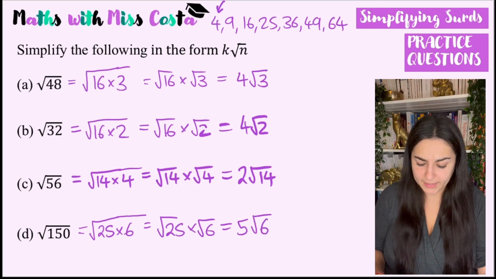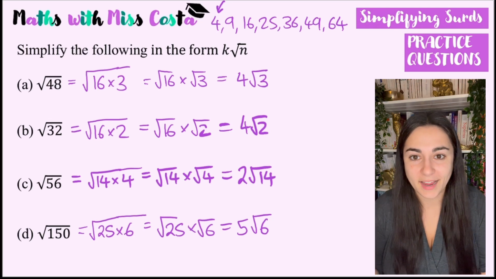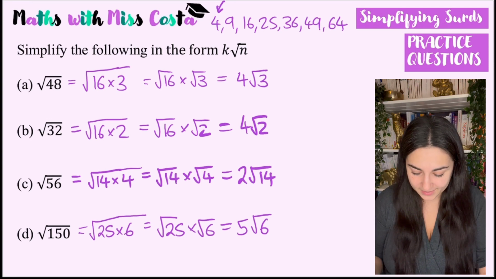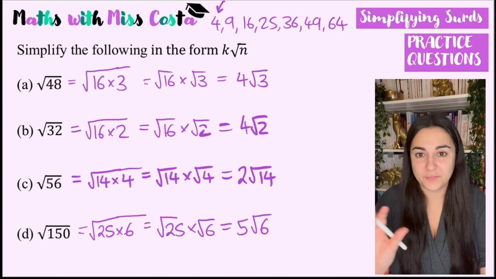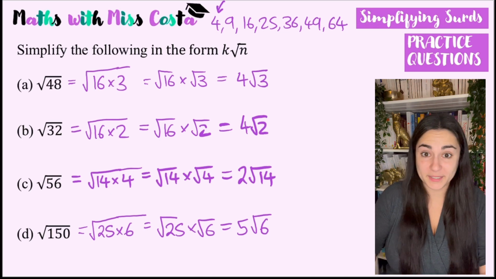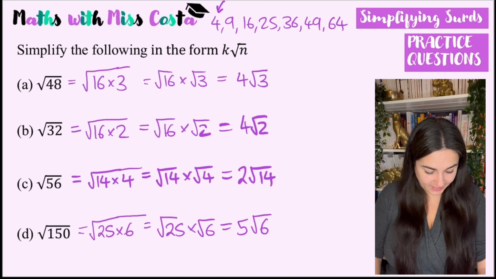So obviously I recognise these, like root 3, root 2, root 14, root 6. I know that they're not going to simplify further. You might not recognise that at the beginning, so just try and simplify it and you'll realise that you can't because no square numbers fit into it. And then you know you've simplified it essentially. If no square numbers can fit into the surd, it cannot be simplified. And that's the first set.